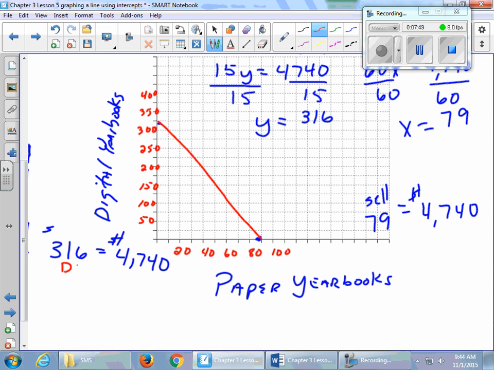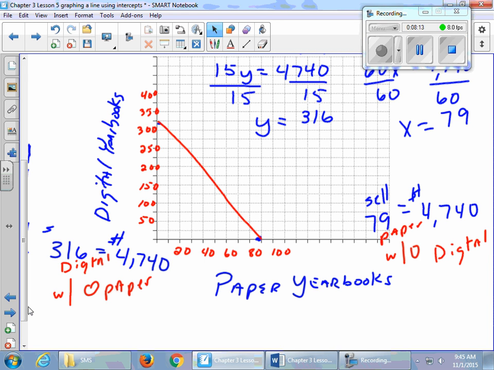That's digital with 0 paper. And the same thing on our other side, 79 paper yearbooks with 0 digital. That's how you can interpret when they cross the x and y axis. If they cross there, that means you did 0 of whatever's on the y or x, depending on what you're looking at, and vice versa. Any questions? Please write them down, review the video. We will be going over similar questions in class.